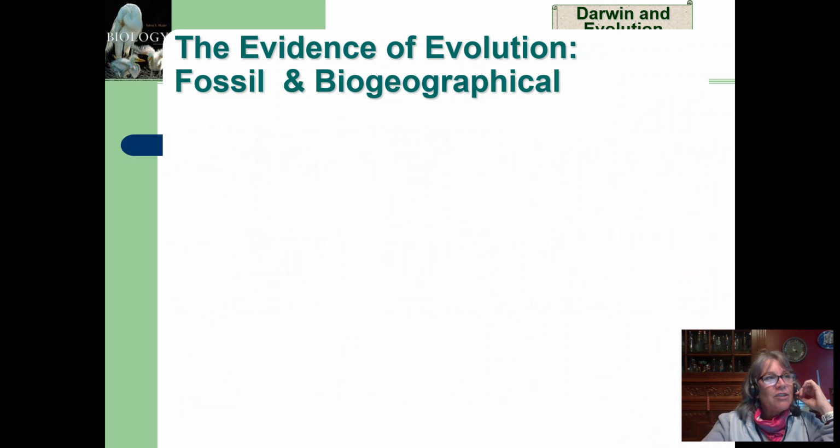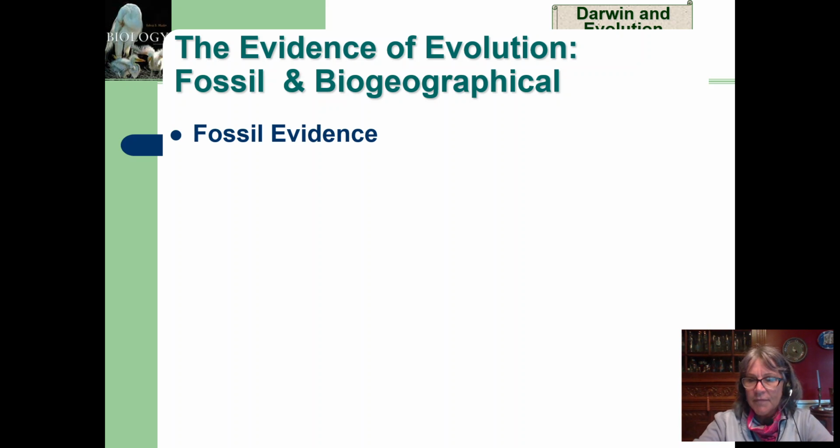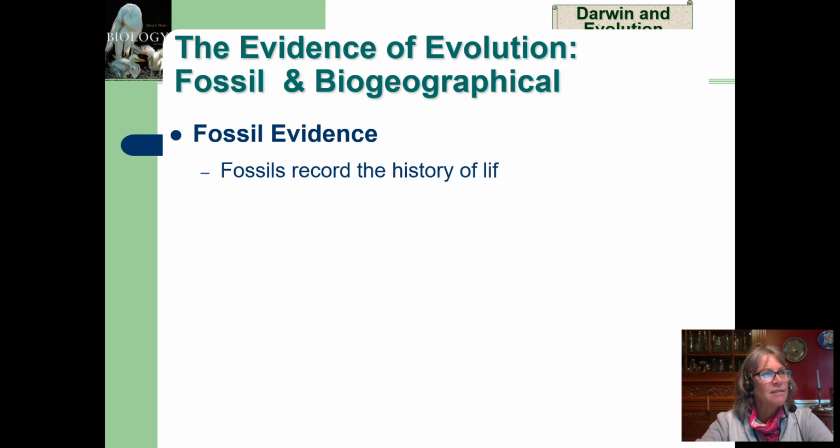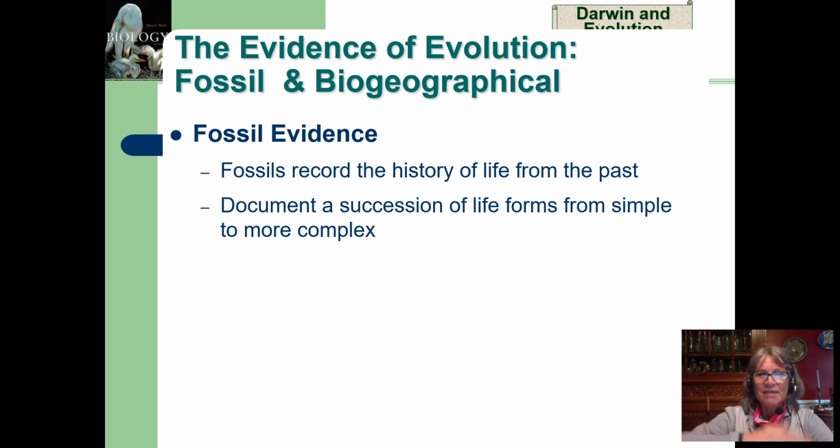All right, evidence of evolution. So next section, what is the actual evidence? We've already talked about quite a bit of it, but Darwin based his theory on fossil evidence. Fossils are a record of the history of life from the past, and they document the succession of forms, and we can see from simple to more complex. In many cases, as other organisms came about and started competing, from large to small, like the giant sloth down to our little 4-foot sloth now. And they document this succession of life forms.